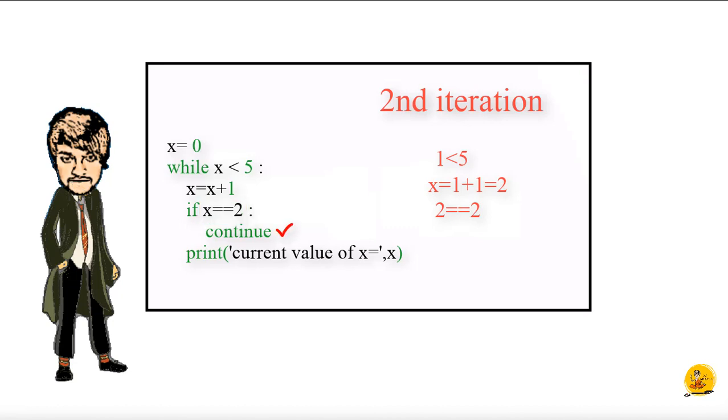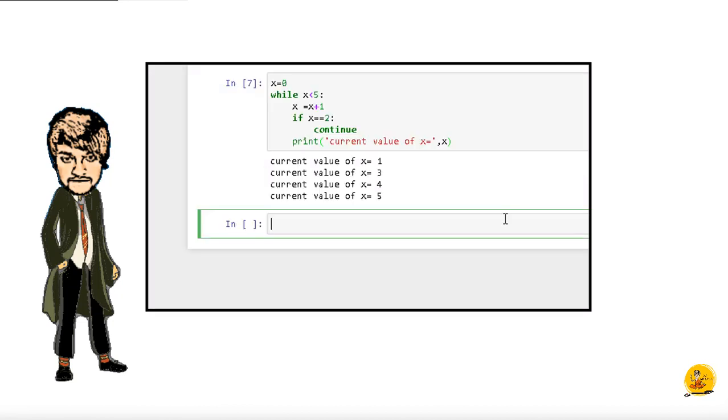the continue statement inside the if block is executed and this skips the next print statement outside the if block and jumps back to the while loop. That's why we are not getting current value of x equal to 2 in the output.